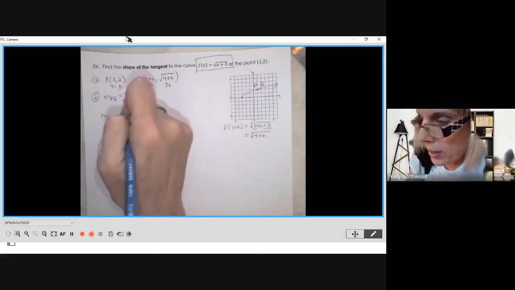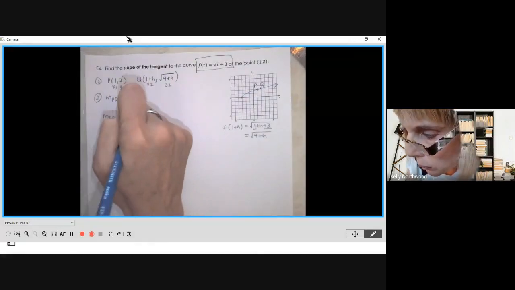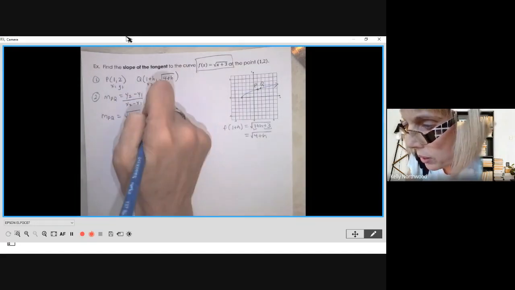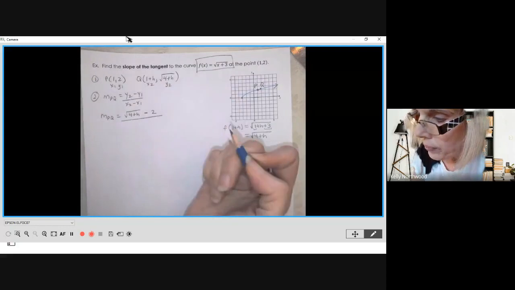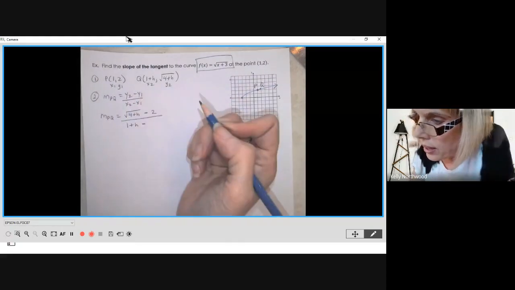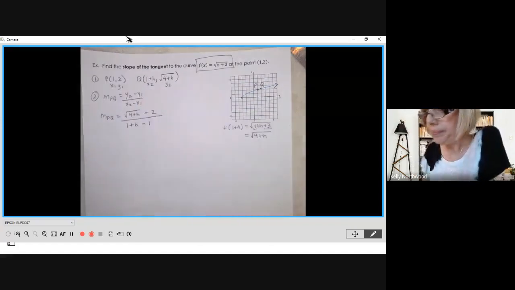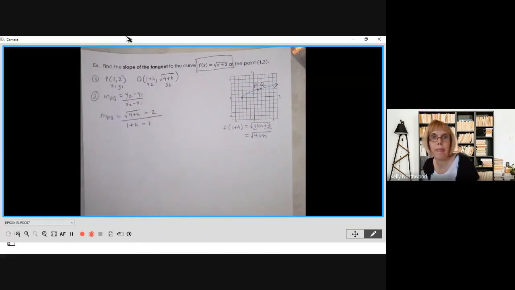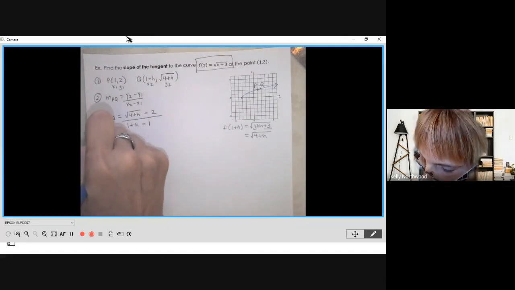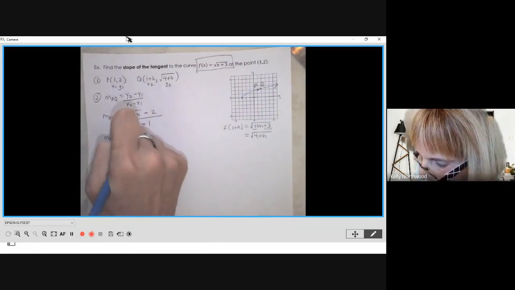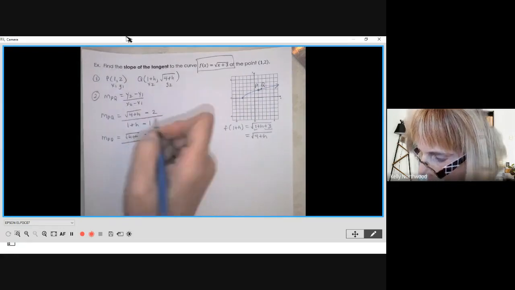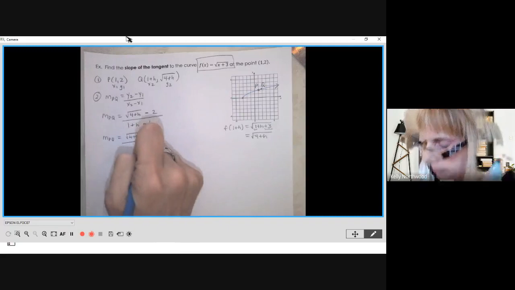Second step is to get the slope of the secant, so MPQ using the slope formula. So y2 is the square root of 4 plus h, minus y1 is 2, over x2 is 1 plus h, minus x1 is 1. All right, and there isn't any simplifying I can do in the numerator, but I know there is in the denominator, so I'll go ahead and do that. 1 minus 1 is 0.